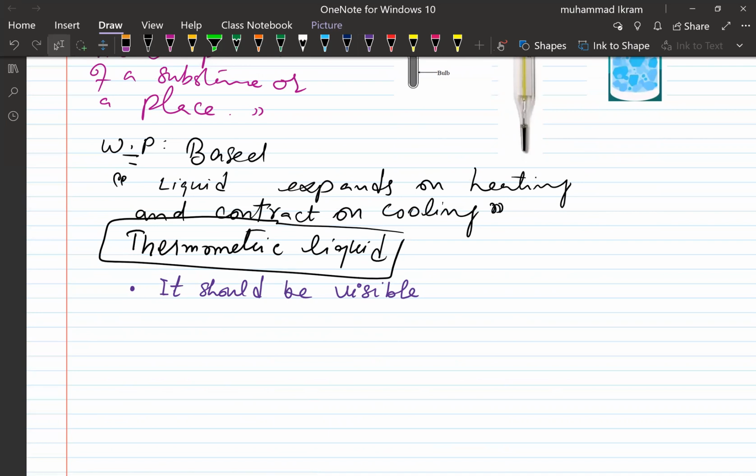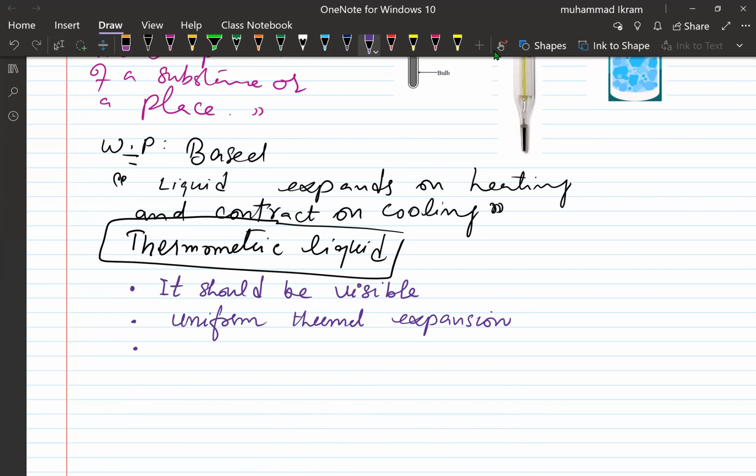The second important point is uniform thermal expansion. I told you in the beginning that liquid expands on heating and contracts on cooling, but this expansion and contraction must be uniform, right? For the same rise in temperature, there is the same expansion. So uniform thermal expansion is one of the most important points.